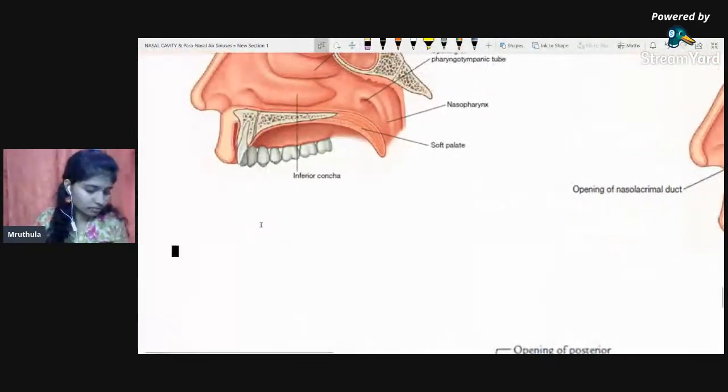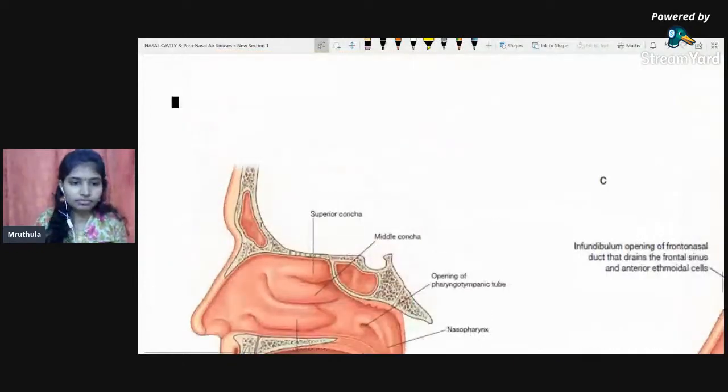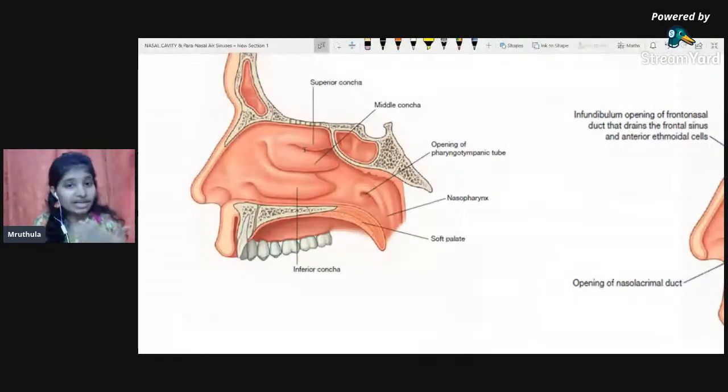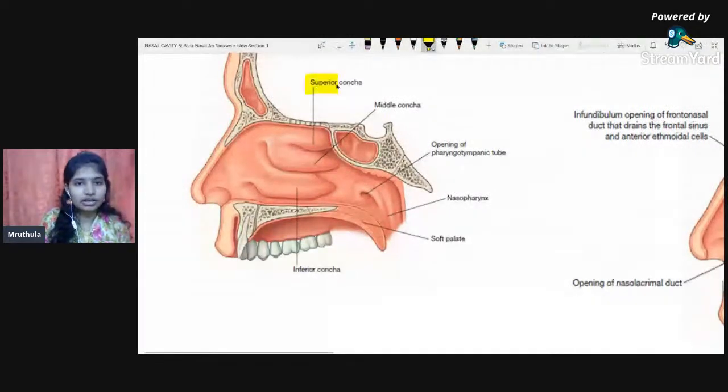Here, what you are seeing in this diagram is the same lateral wall. What difference are we seeing here? Before we saw only the skeletal structure. Now over that skeleton, something has been lined. What is it? The lining epithelium. The lining epithelium makes it look red or brown in color. I'm just highlighting it. This is the superior concha, this is the middle concha, and this is the inferior concha. The inferior concha is formed by an independent bone, right?